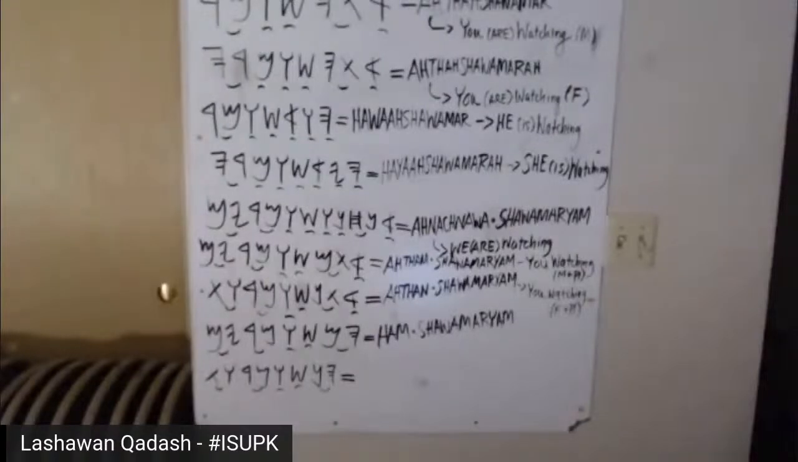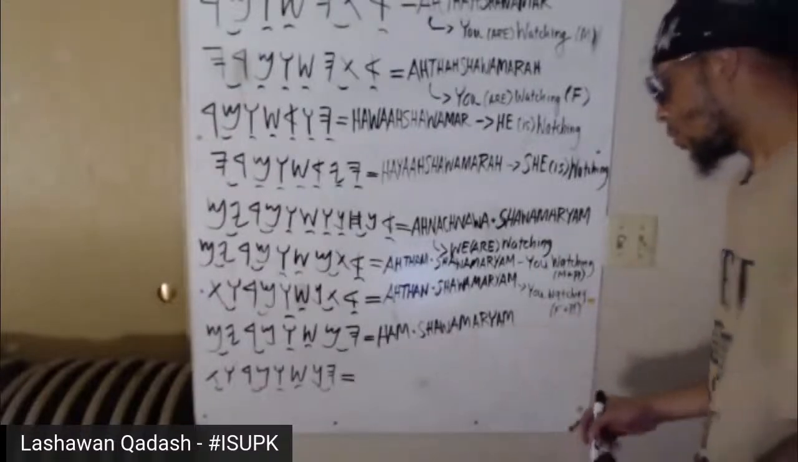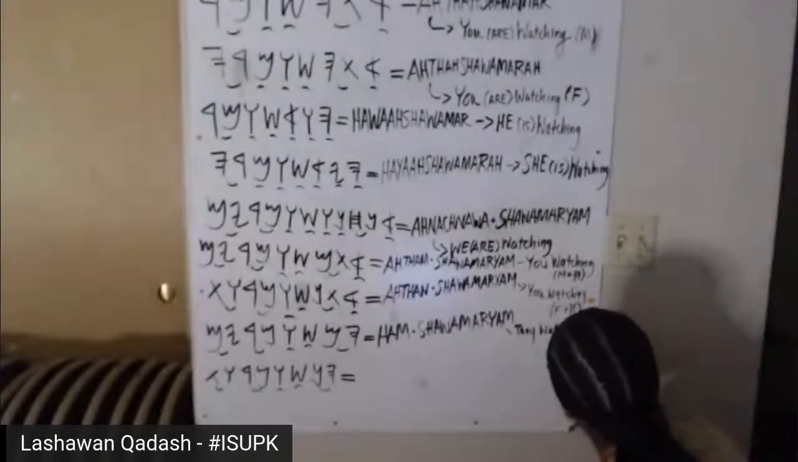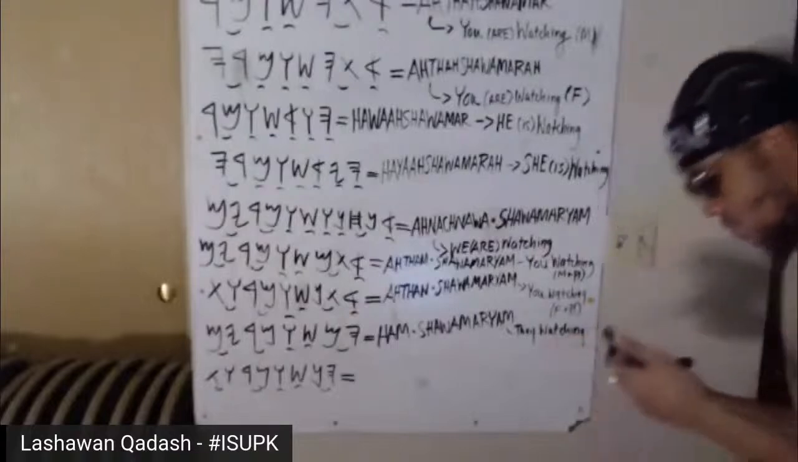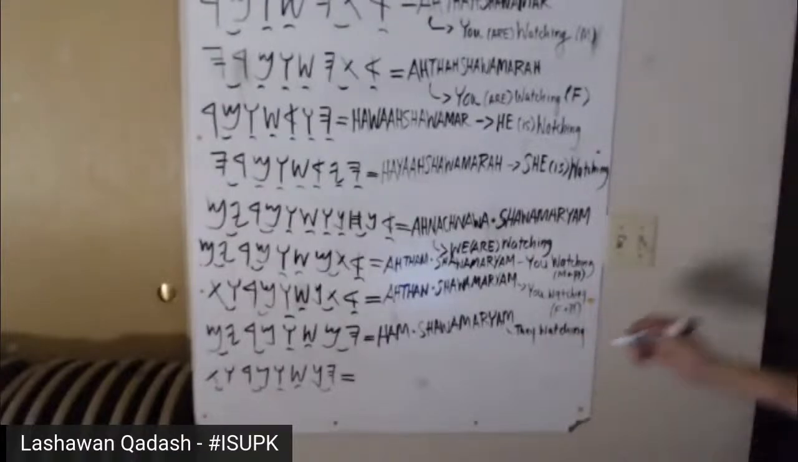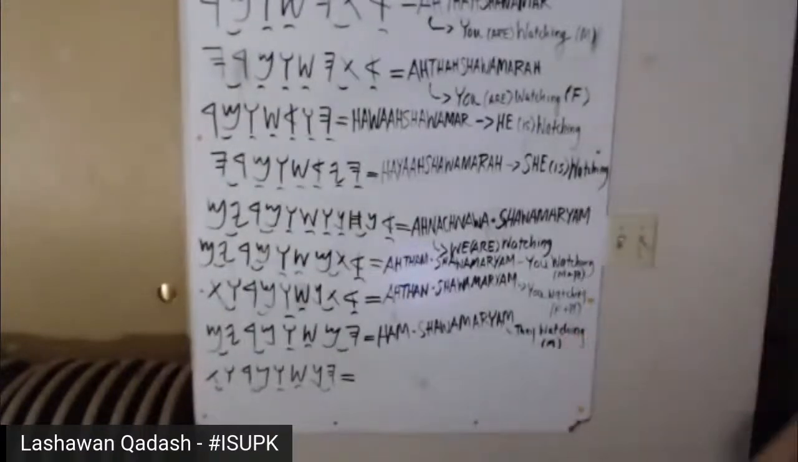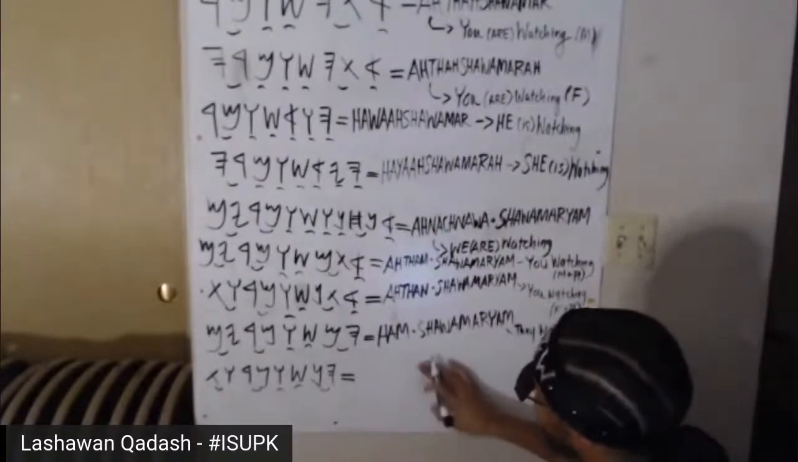All right. So that's Shawamarian. That means they watching. All right. They watching. And this is masculine. Okay. And this one is the same. It's just different for a woman. I mean, it's different because it's for the woman.